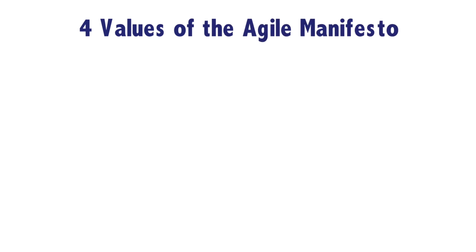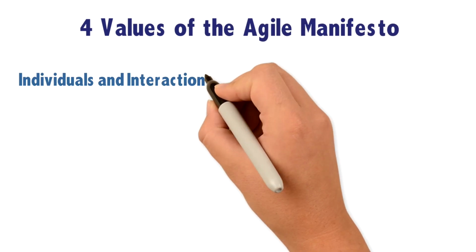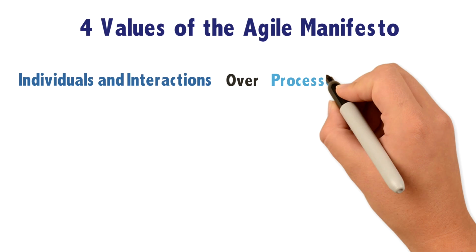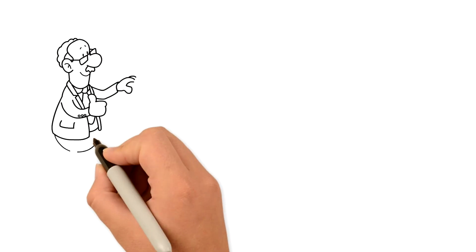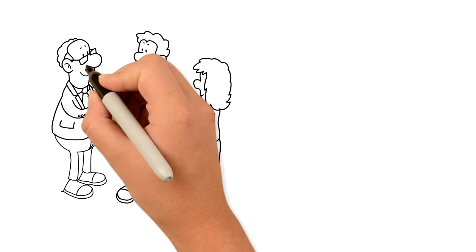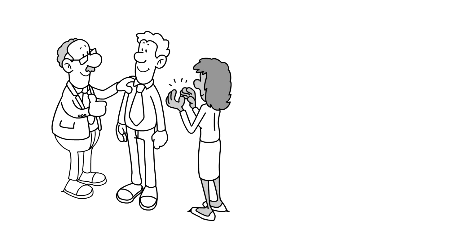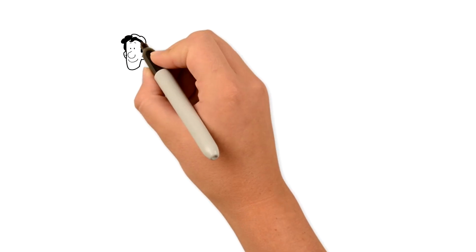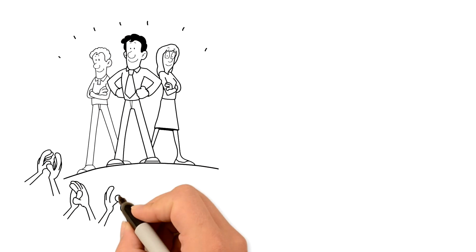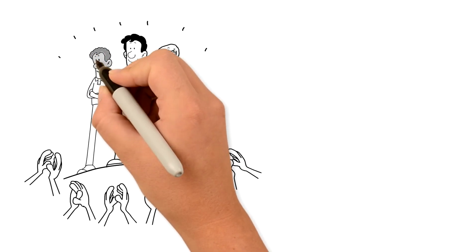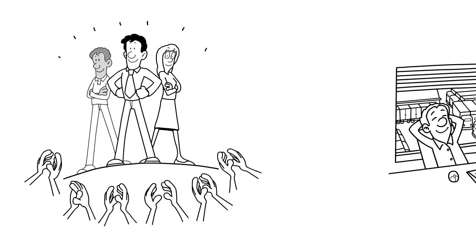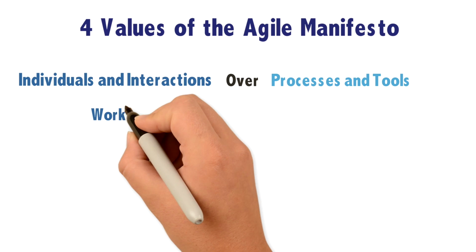Let's first look at the 4 values of the Agile Manifesto. Individuals and interactions over processes and tools. While processes and tools will be necessary on our project, we should focus more on individuals and interactions involved. Valuing people more highly than processes or tools is easy to understand because it is the people who respond to business needs and drive the development process.